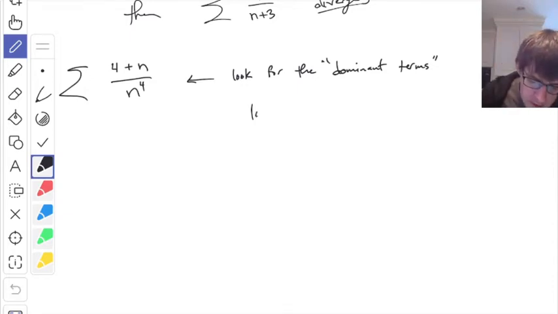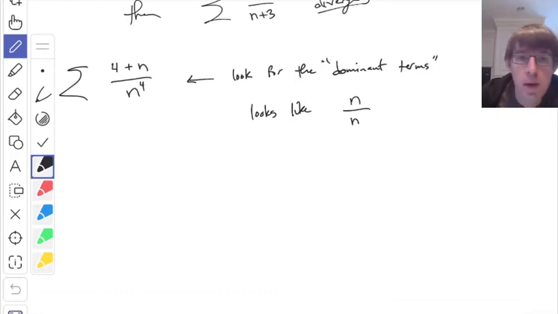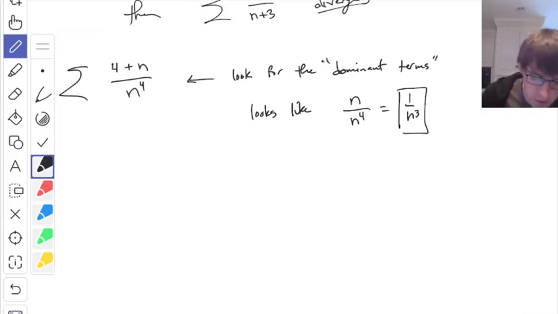I'm going to say this looks like, and you just ignore everything else. In this example, it looks like n over n to the 4. All right? The 4 up top doesn't really matter in the large scheme of things. All right? And this, of course, is 1 over n cubed, and that's what I'm going to compare it to. All right, so this is, I'll call this my an. This is going to be my bn.